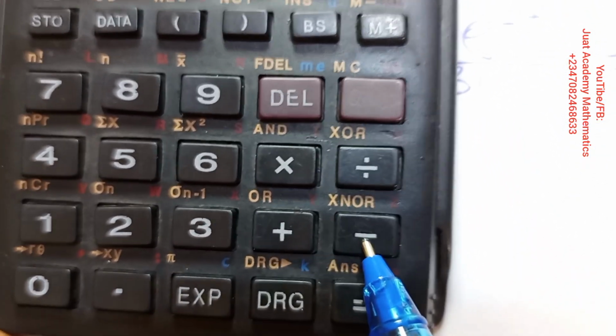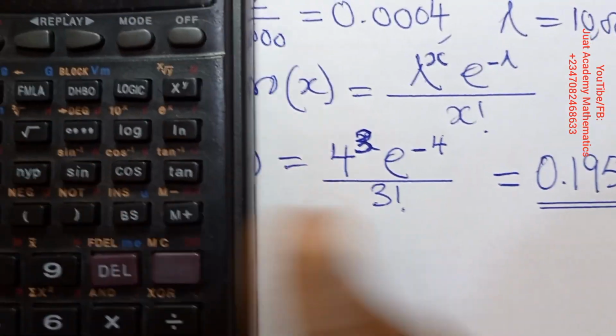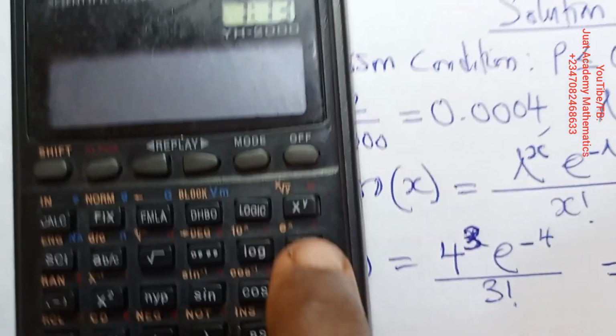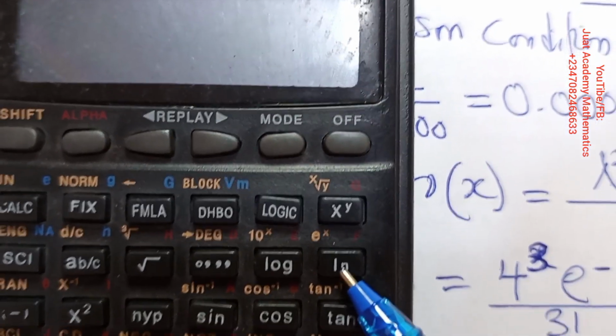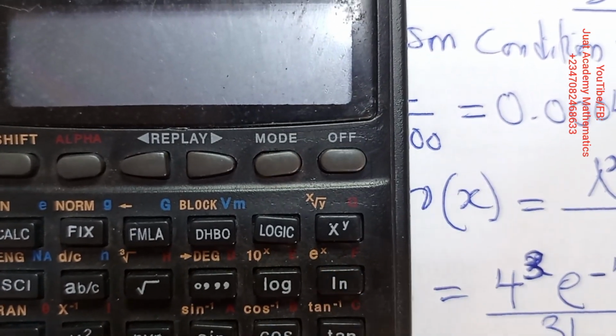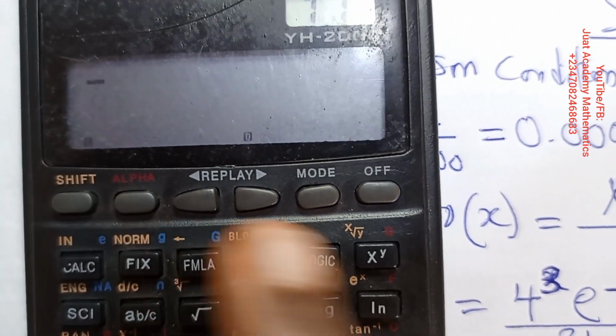It depends on the calculator you are using. So you use this minus 4. This is what I mean. Let me show them, please. So this E is in the second function, because in the first function is ln. We are looking for this other one. So second function, not ln.